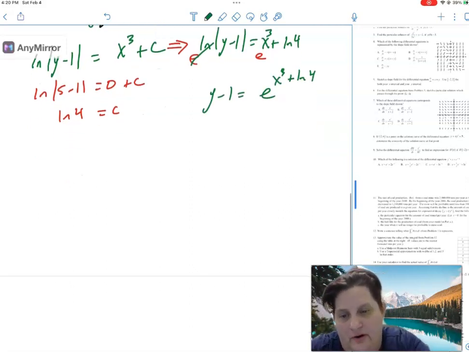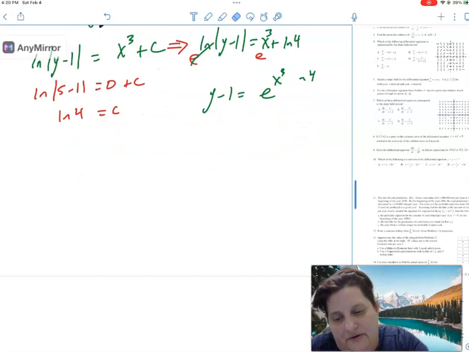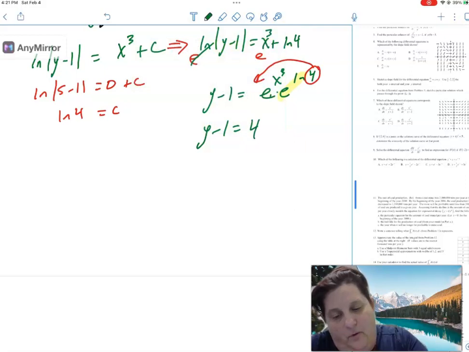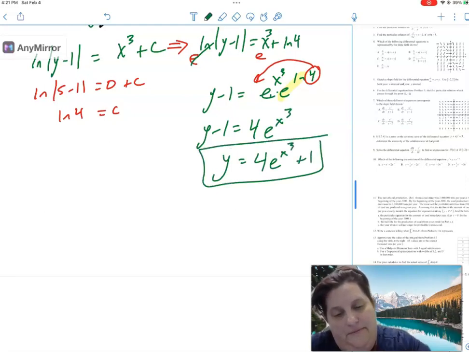But if you remember that adding in the exponents means it's actually e to the x to the third times e to the ln 4, and the e and the ln cancel out. So y minus 1 equals, I'm going to go ahead and bring this 4 right there, 4e to the x to the third, and then I'm going to add 1 over. Okay, there's my equation.